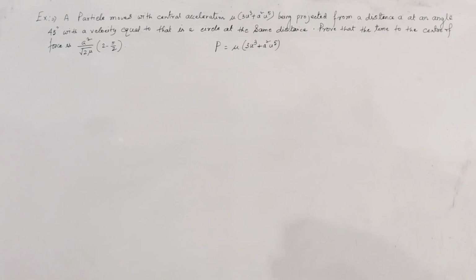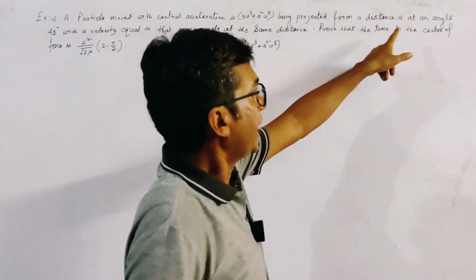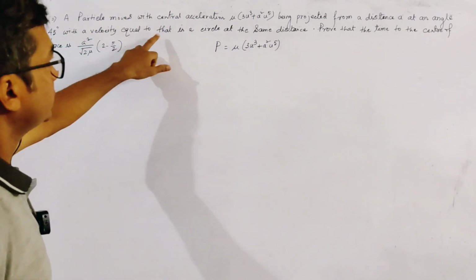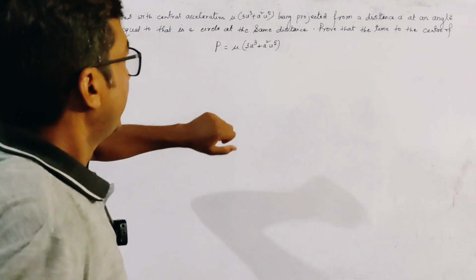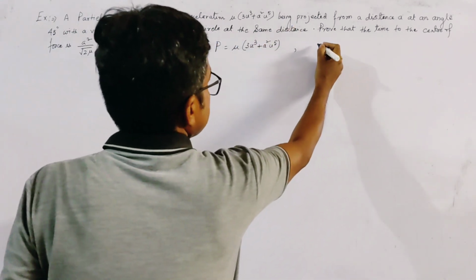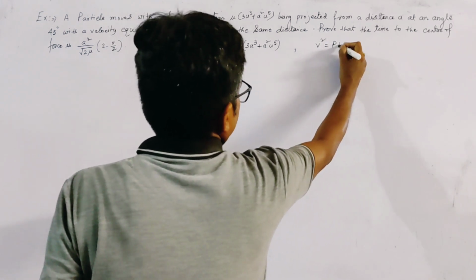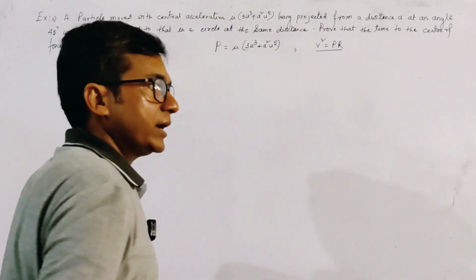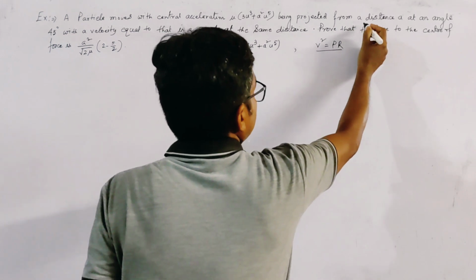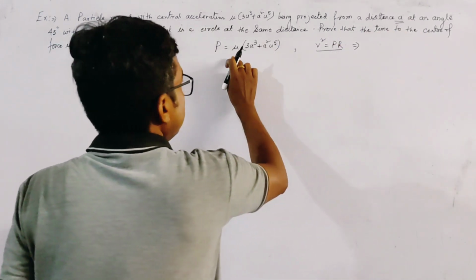This particle is projected from a distance a at an angle of 45 degrees with a velocity equal to that in a circle at the same distance. And we know that the velocity in a circle is given by v square equal to P into r, where r is the radius of the circle. Here it is projected from a distance a, and P is given by this.